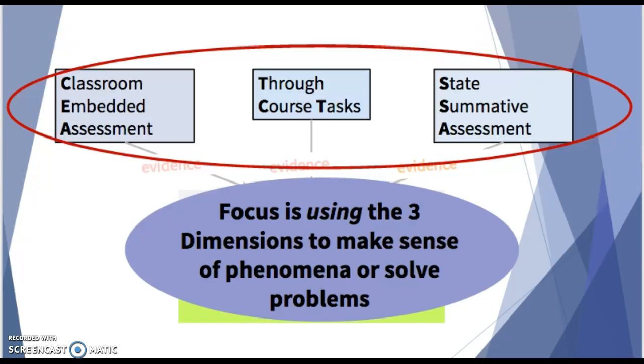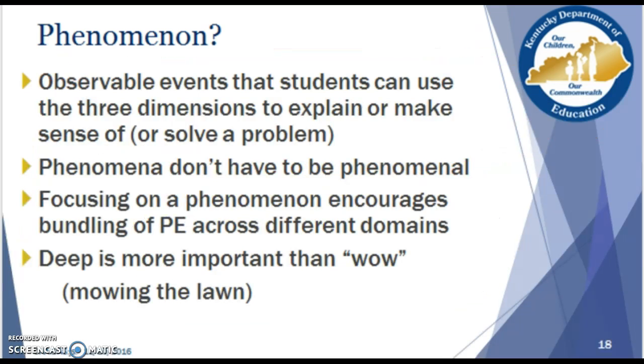And so when I talk about phenomenon, let me kind of break down what I mean by that. A phenomenon is an observable event that students can use the 3 dimensions to explain or make sense of. So it's kind of like their anchor. It gives them something to talk about, something to think through, something to reason through. So it's something in the world around us that they can reason through scientifically.